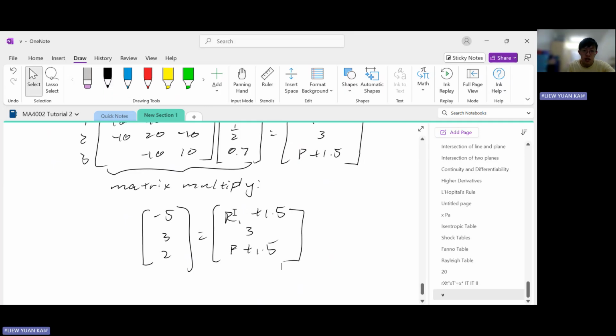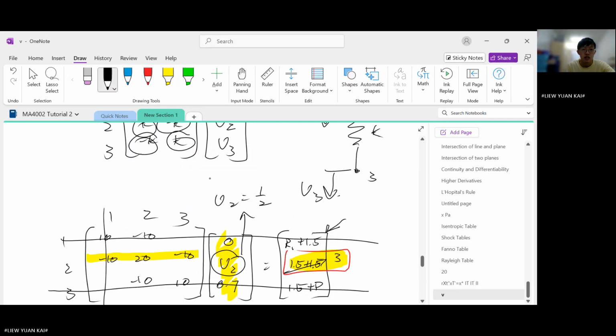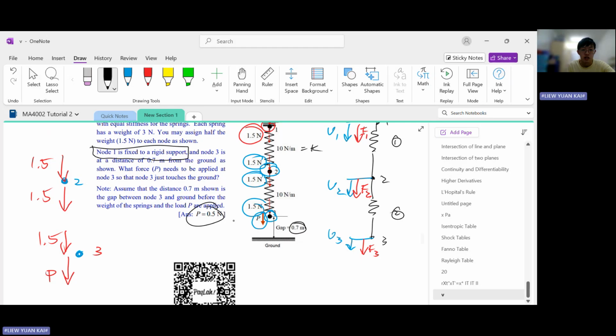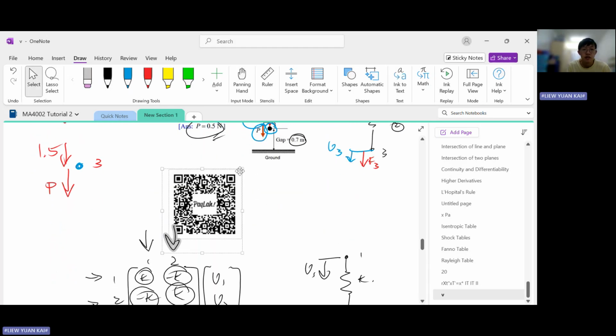As you know, if two matrices are equal, then their corresponding entries are equal. We're interested to find P, so just take a look at the third row. The third row says 2 is equal to P plus 1.5. Therefore, P is equal to 0.5 newtons, which is the answer. That's the end of this tutorial.